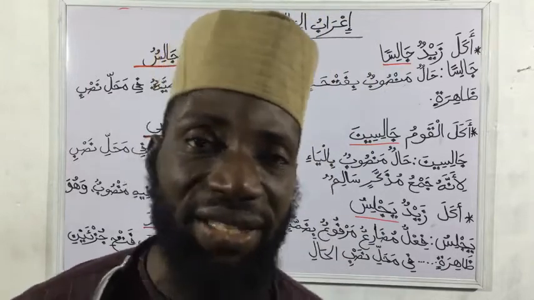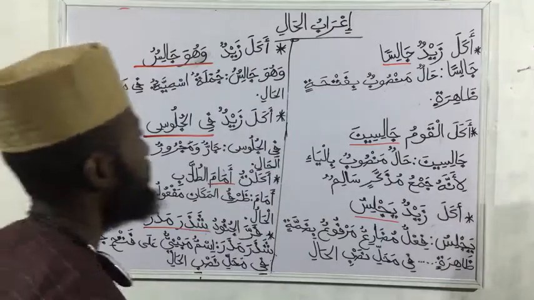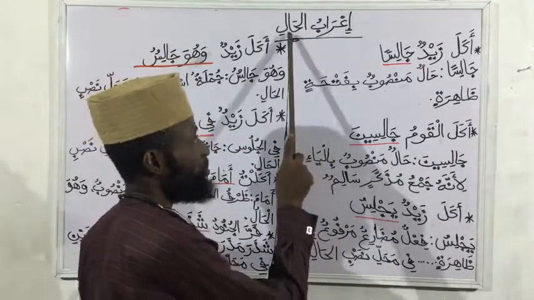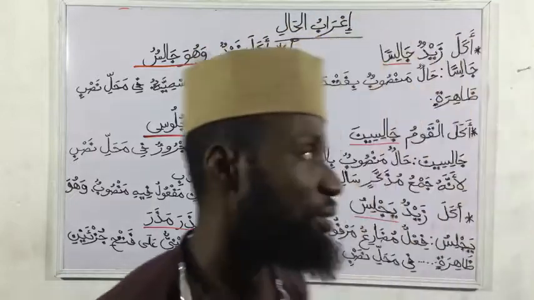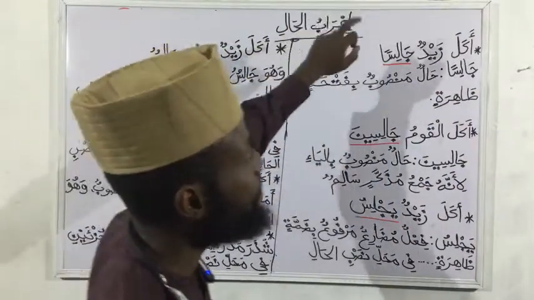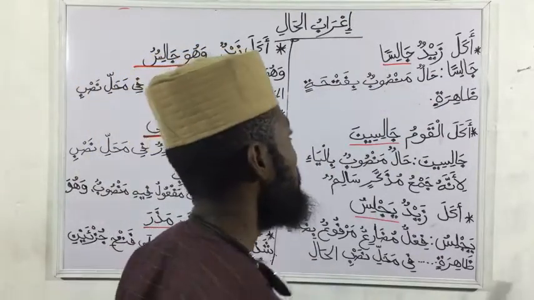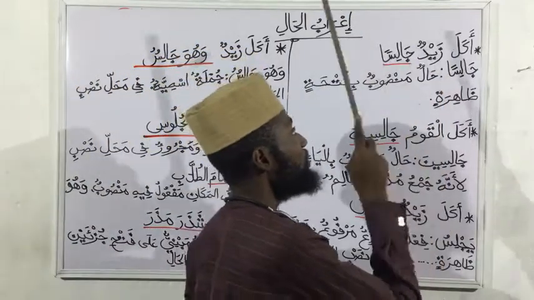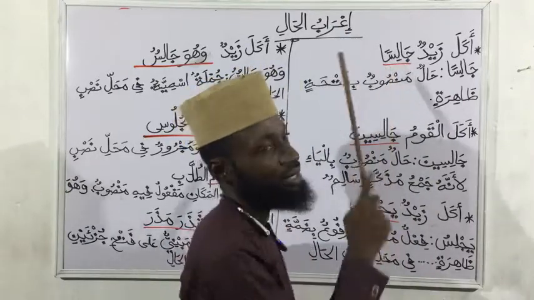So today we want to look at the grammatical analysis. So look, I said إعراب الحال. That's the grammatical analysis of hal. When we say hal in a sentence, what will be the grammatical analysis? Now, look at the first example. We use this example because that's the most common. It says, and I quote, Akala Zaidun Jalisan. Zaid ate while sitting, Jalisan.